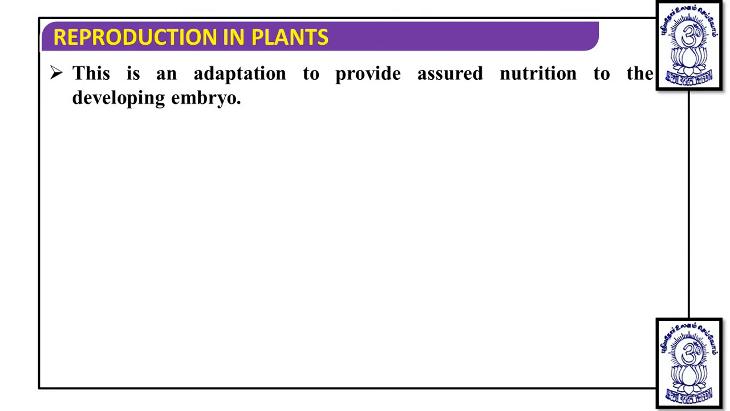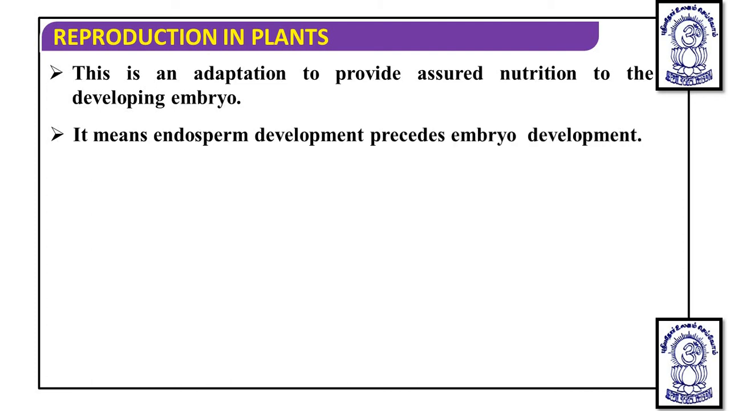And after, see, first endosperm will develop, then embryo will develop. Why? Because when endosperm gets developed, it has a nourishing nature, so the embryo will get it and start to divide. So it is an adaptation to provide proper nourishment to the developing embryo.